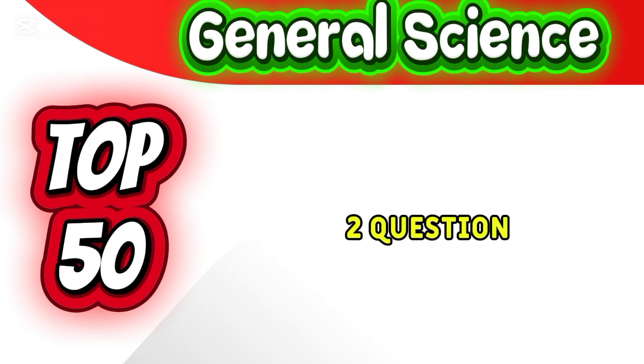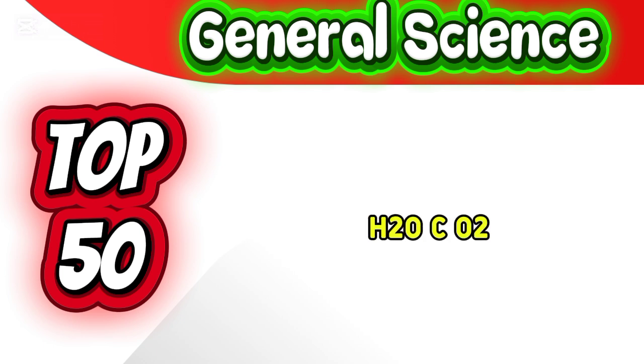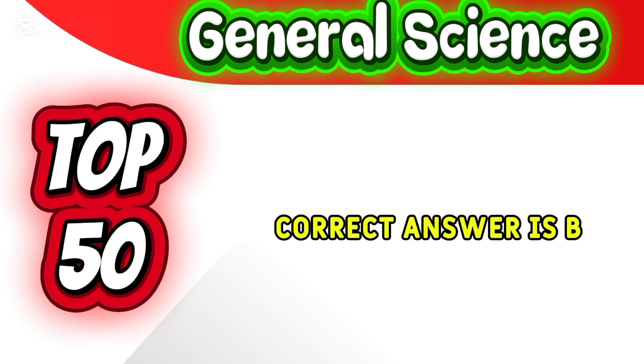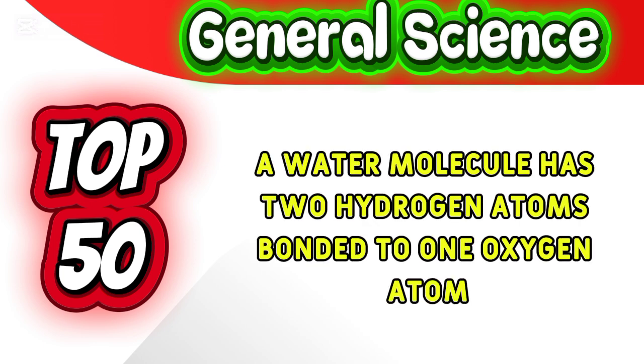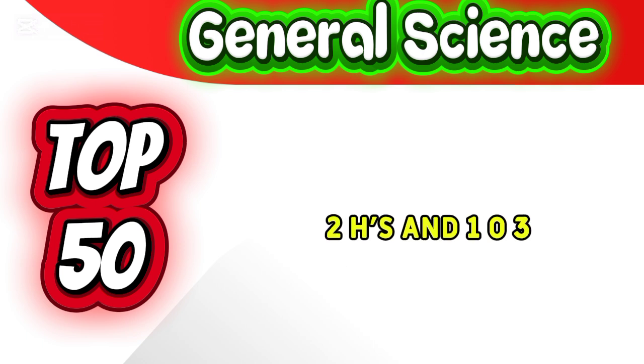2. Question: What is the chemical formula for water? Options: A. H2O, B. CO2, C. O2, D. H4. Correct answer is A. Explanation: a water molecule has 2 hydrogen atoms bonded to 1 oxygen atom. That's why its formula is H2O, 2 H's and 1 O.